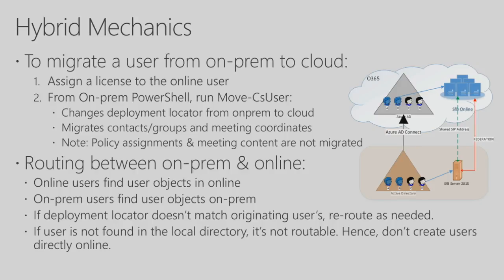Number one, you've got to give that online user a license. You've got to assign that first. And then from PowerShell or in the UI, you run Move-CsUser. Here's what Move-CsUser does. It changes the deployment locator from on-prem to the cloud.